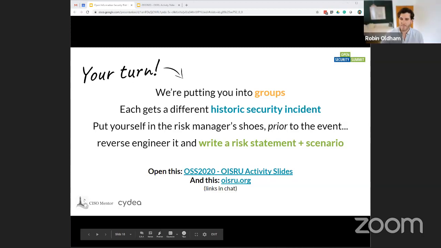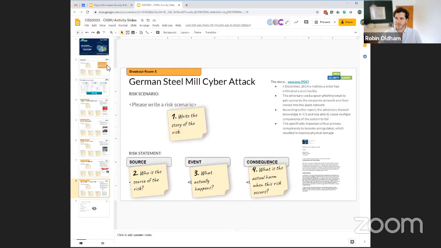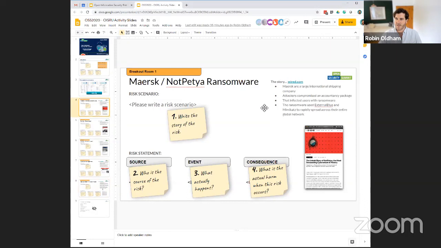While we're waiting for that, there's a separate deck that you should be, oh, there's a couple of you found it already. For each breakout room, there's a different slide with a scenario, and some sticky notes to help you on your way. I'll pop round between a few of the breakout rooms to see how you're all getting on, and we'll reconvene probably in about 15 minutes, I think.